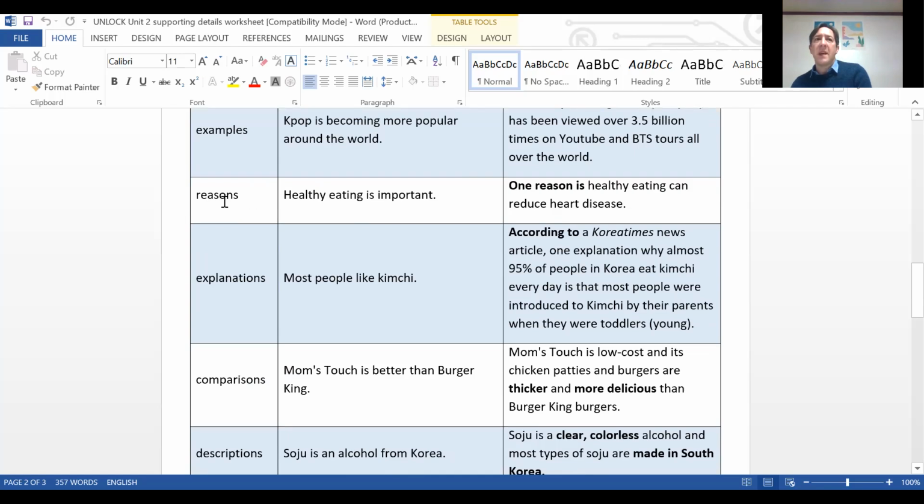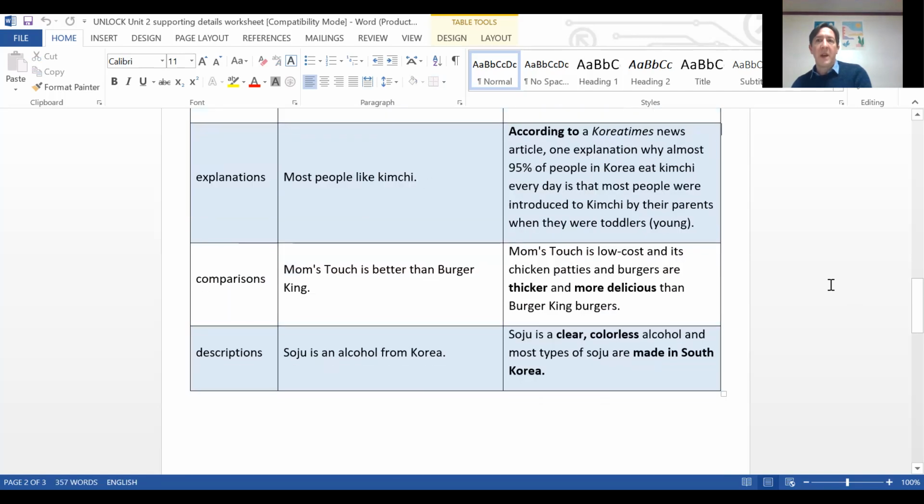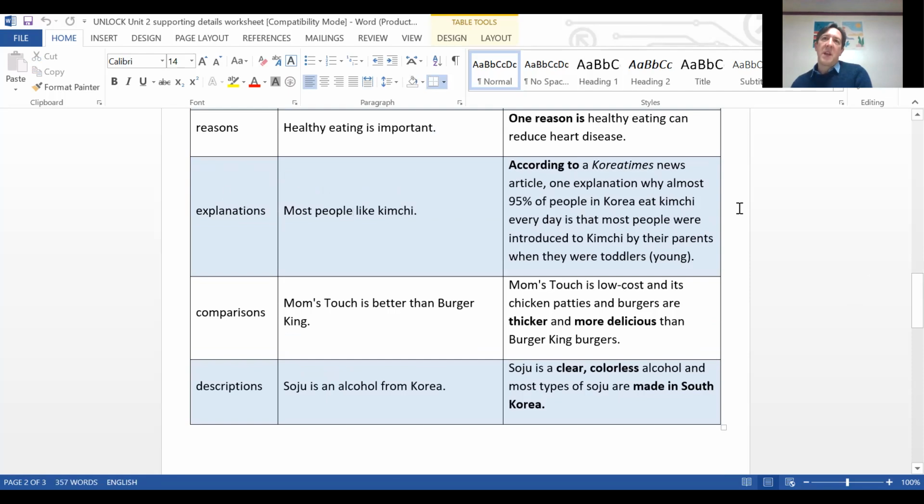If you want to use reasons as supporting details, healthy eating is important. One reason is healthy eating can reduce heart disease. Explanations. Topic sentence. Most people like kimchi. Most people in Korea, I guess we should say. Now, explanation. According to a Korea Times news article, one explanation why almost 95% of people in Korea eat kimchi every day is that most people were introduced to kimchi by their parents when they were toddlers, young.